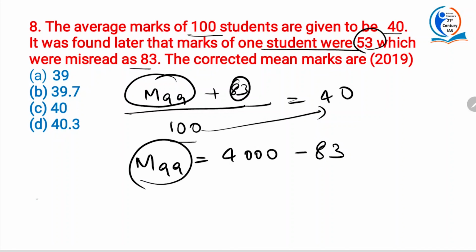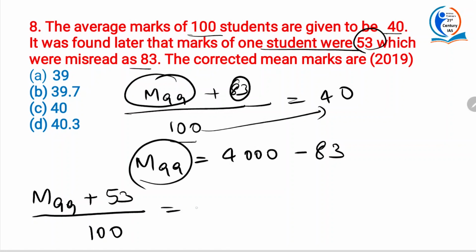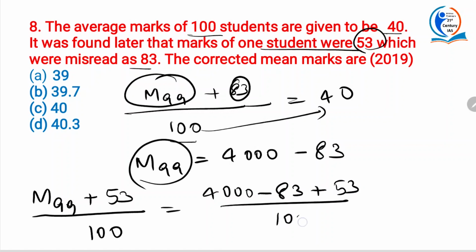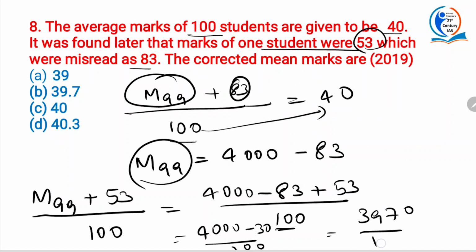Now what is the corrected mean? The corrected average is the sum of scores of 99 people plus the correct score of this one fellow. What is the correct score? It's 53, right? By 100. It is 4000 minus 83 plus 53 by 100, because 100 students are there. So this translates to 4000 minus 30 by 100, which is 3970 by 100. So it is 39.7. Option B. You got the point, right?